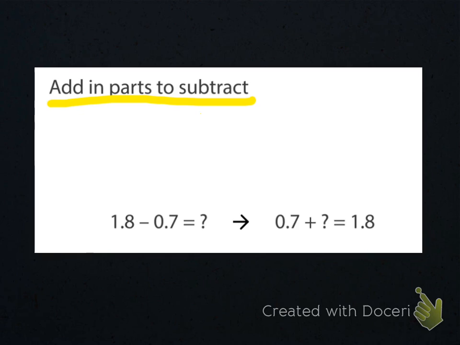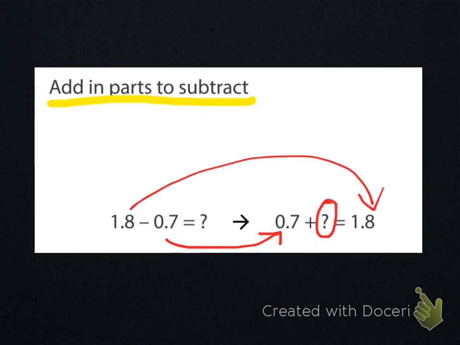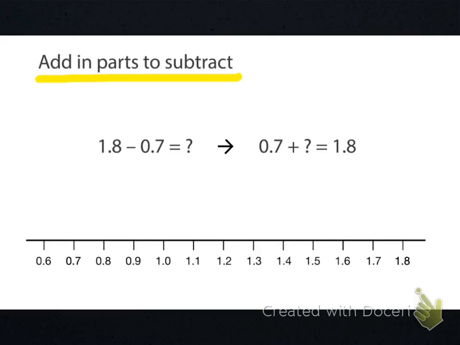So our question says 1.8 minus 0.7 is equal to what? We can reverse that question and make it 0.7 plus something, an unknown, is equal to 1.8. The easy way to solve this problem is to model it on a number line.